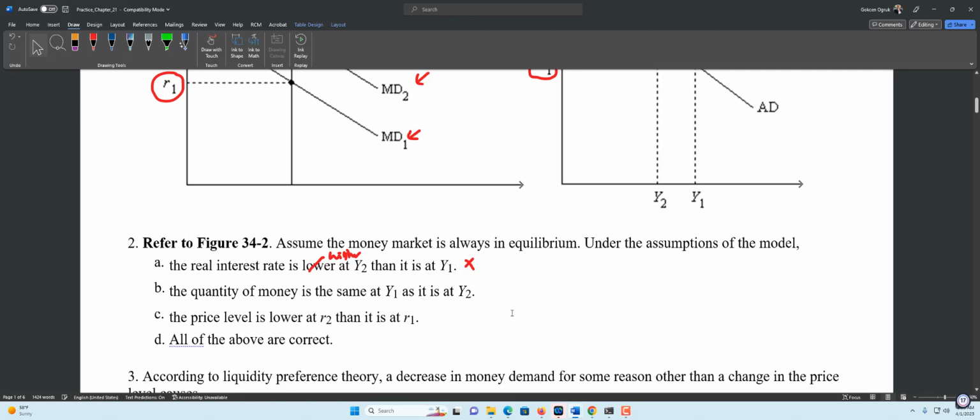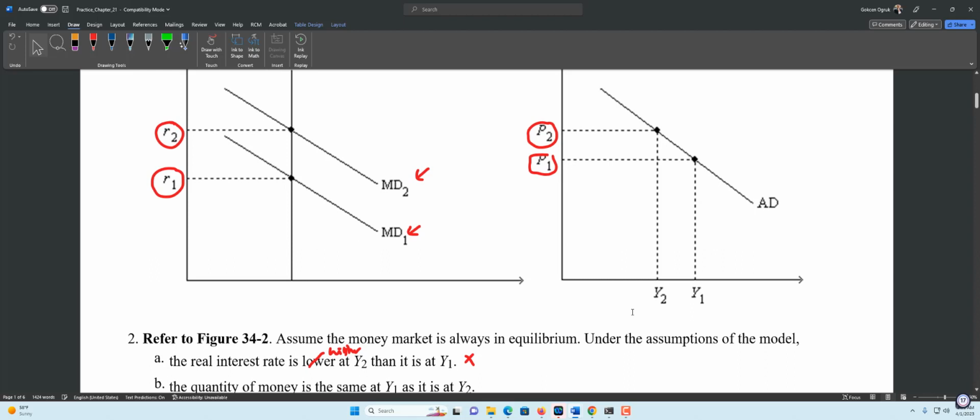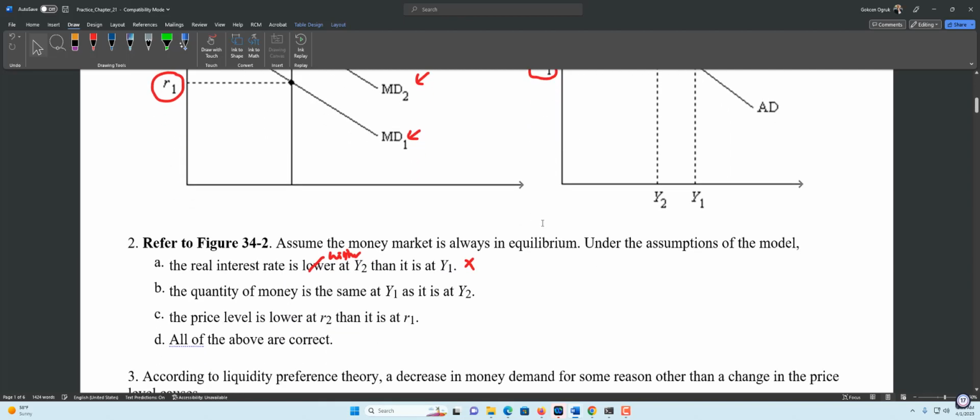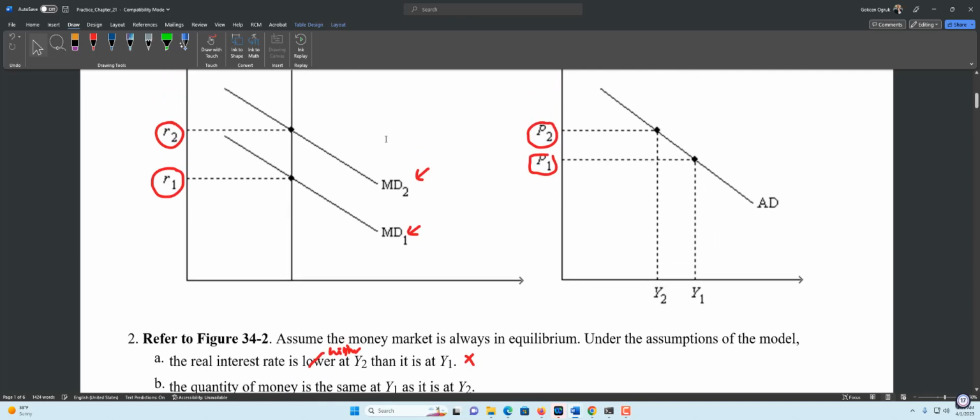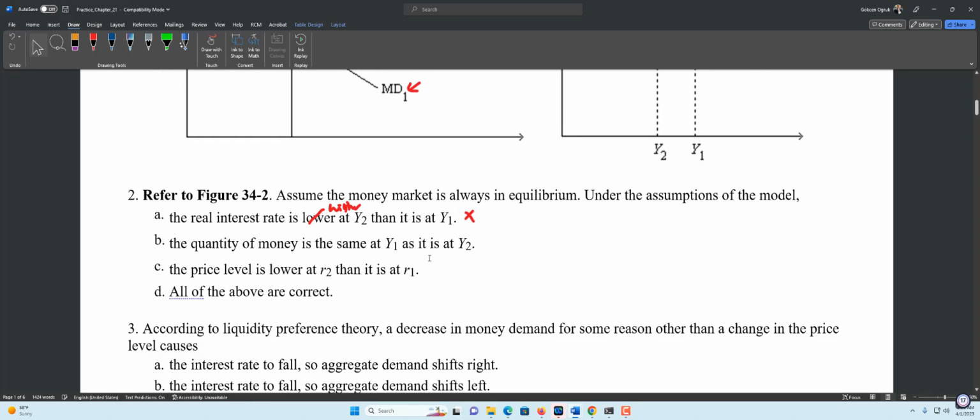And the next one, the price level is lower at R2. The price level is not lower at R2, because the price level is P2, then it's R1, and the price level at R1 is P1. That's not correct as well.